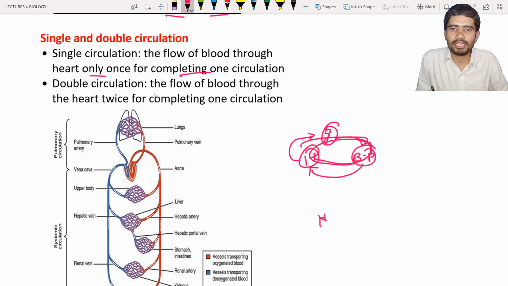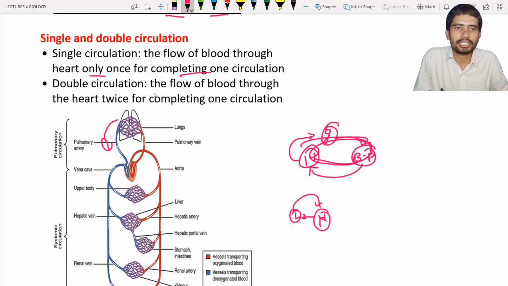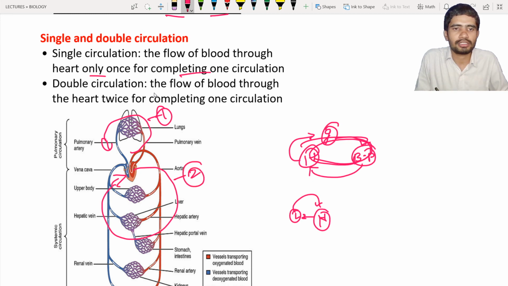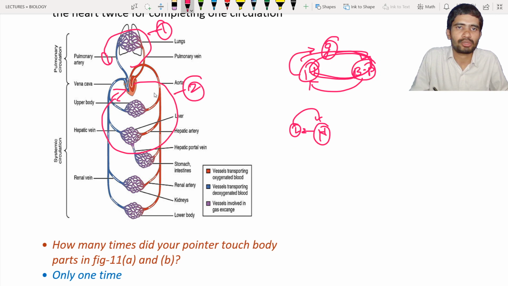What about in the case of human beings? Blood will be supplied from the heart to the lungs. Okay, again from the lungs to the heart, and here you can see one circulation, the pulmonary circulation: heart to lungs and lungs to heart. This is one circulation. And here you can see from the heart to body parts, from the body parts to the heart. Okay, here you can see the second circulation. So this is a perfectly clear diagram so that you can understand. So first is the pulmonary circulation, next is the systemic circulation.